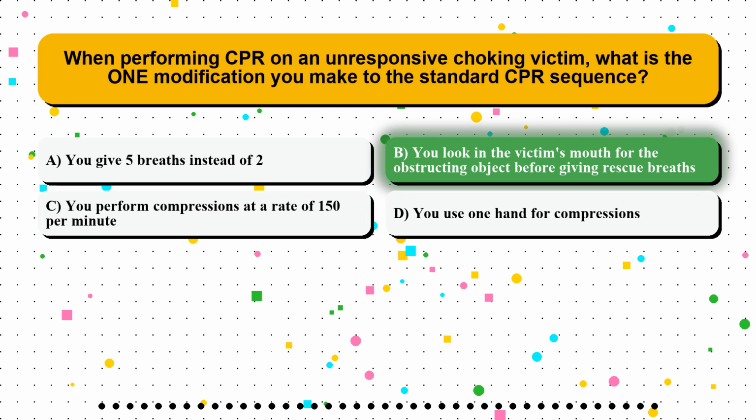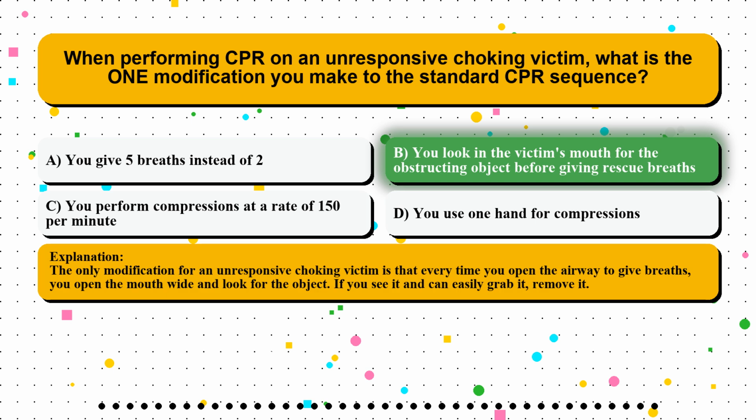The correct answer is option B. You look in the victim's mouth for the obstructing object before giving rescue breaths. The only modification for an unresponsive choking victim is that every time you open the airway to give breaths, you open the mouth wide and look for the object. If you see it and can easily grab it, remove it.